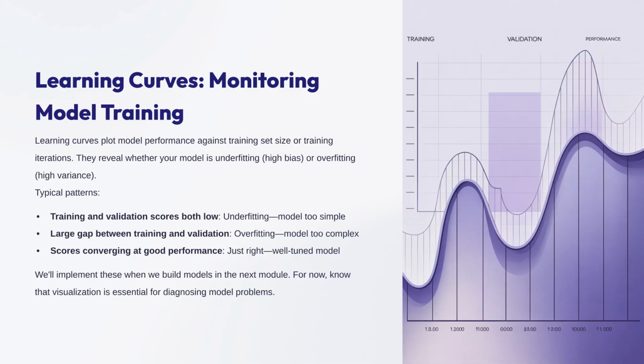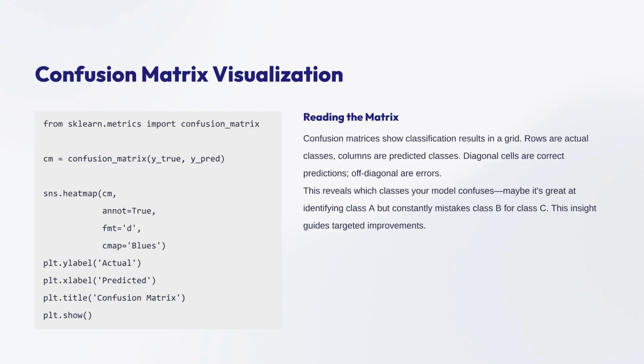Learning curves plot model performance against training size. They help diagnose if your model is underfitting or overfitting by observing whether training and validation scores are converging. A confusion matrix shows classification results in a grid, with rows as actual classes and columns as predicted classes. Visualizing this as a heat map reveals which classes your model is confusing.